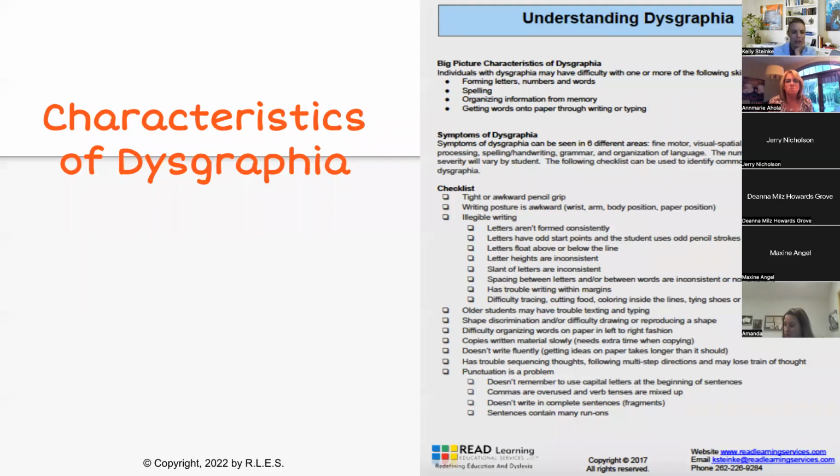So I have another resource for you. I'll include it in my email. These are the characteristics of dysgraphia. And you're going to see 4 big picture characteristics at the top. You're forming letters, numbers, and words. You're spelling. You're organizing written information from memory. And you're getting words onto paper through writing. It's the brain-paper connection.